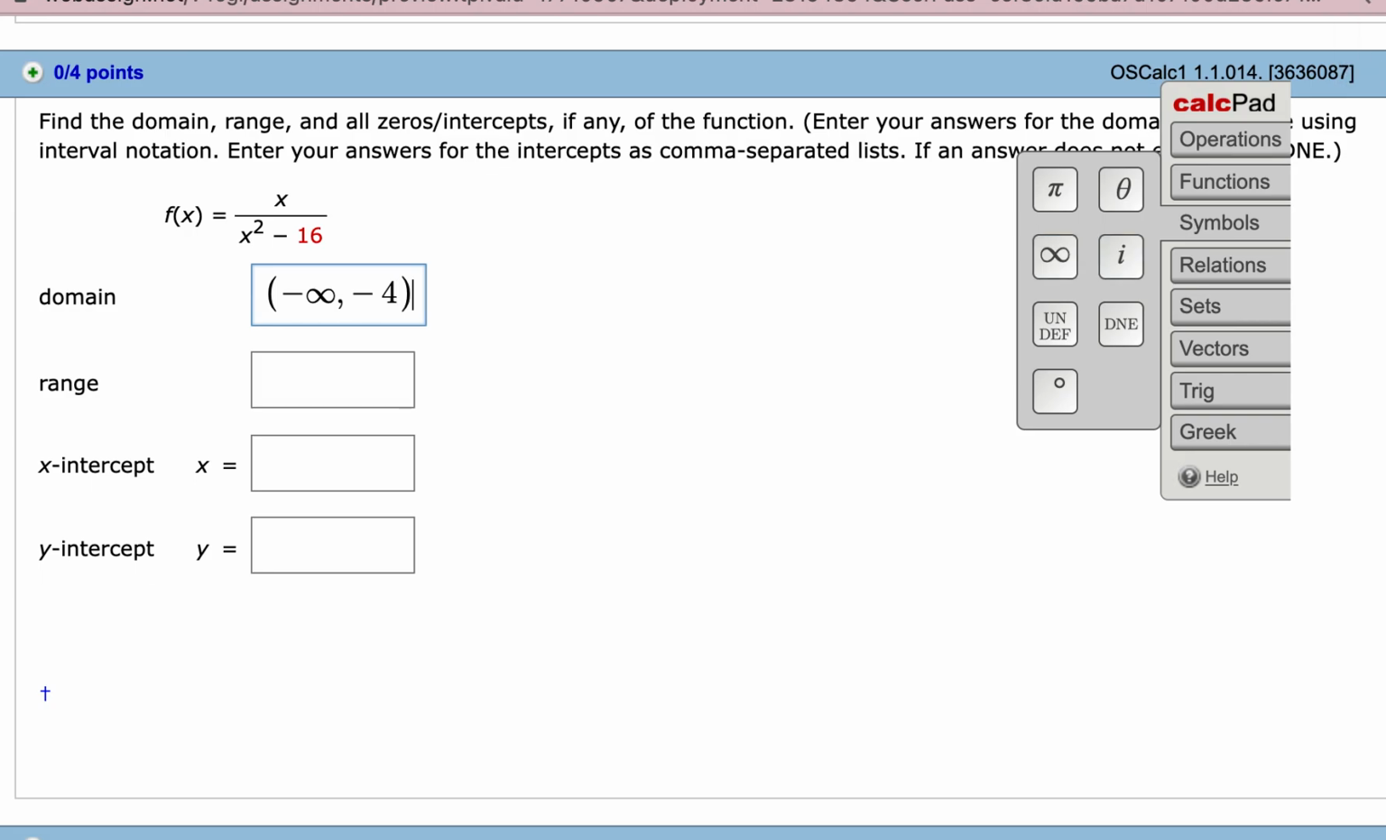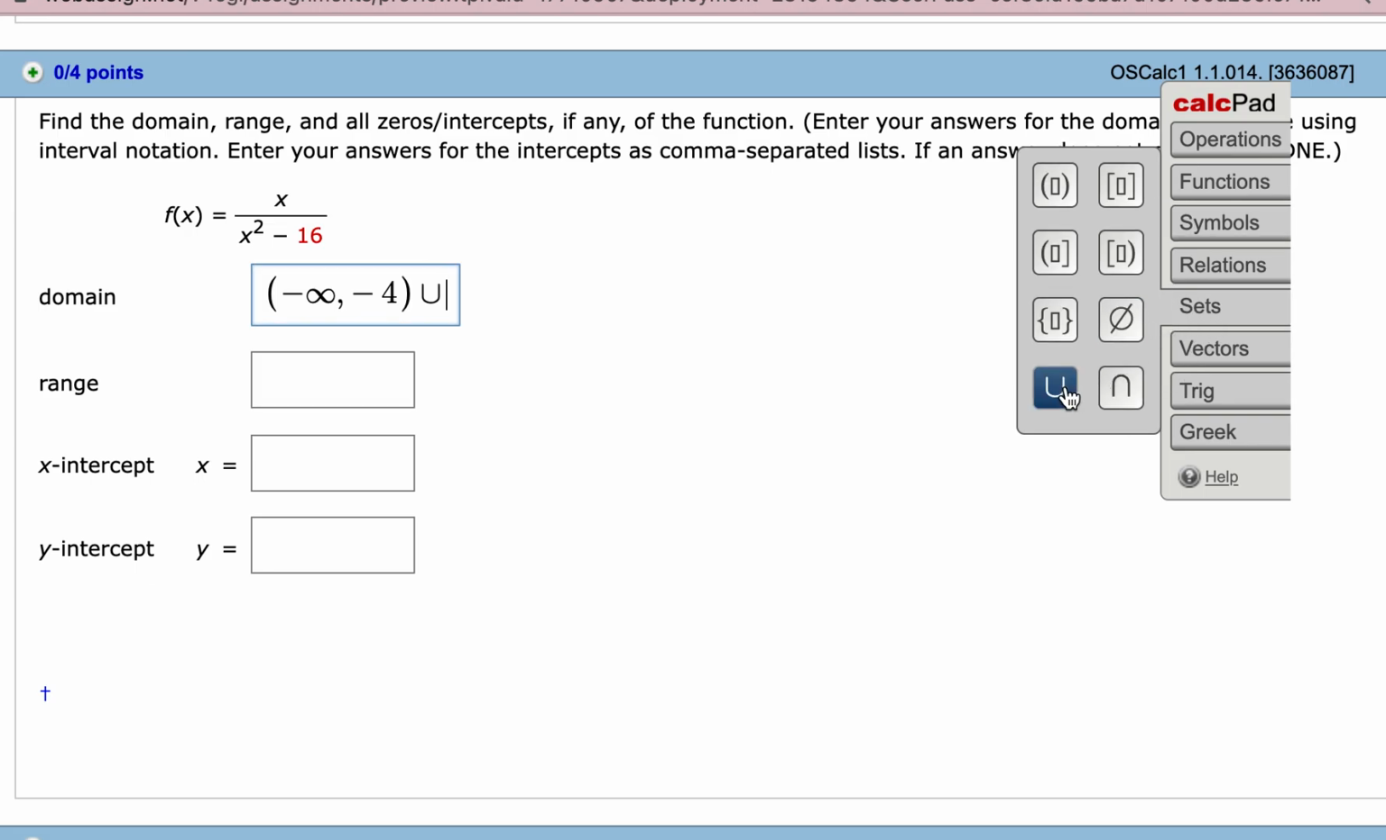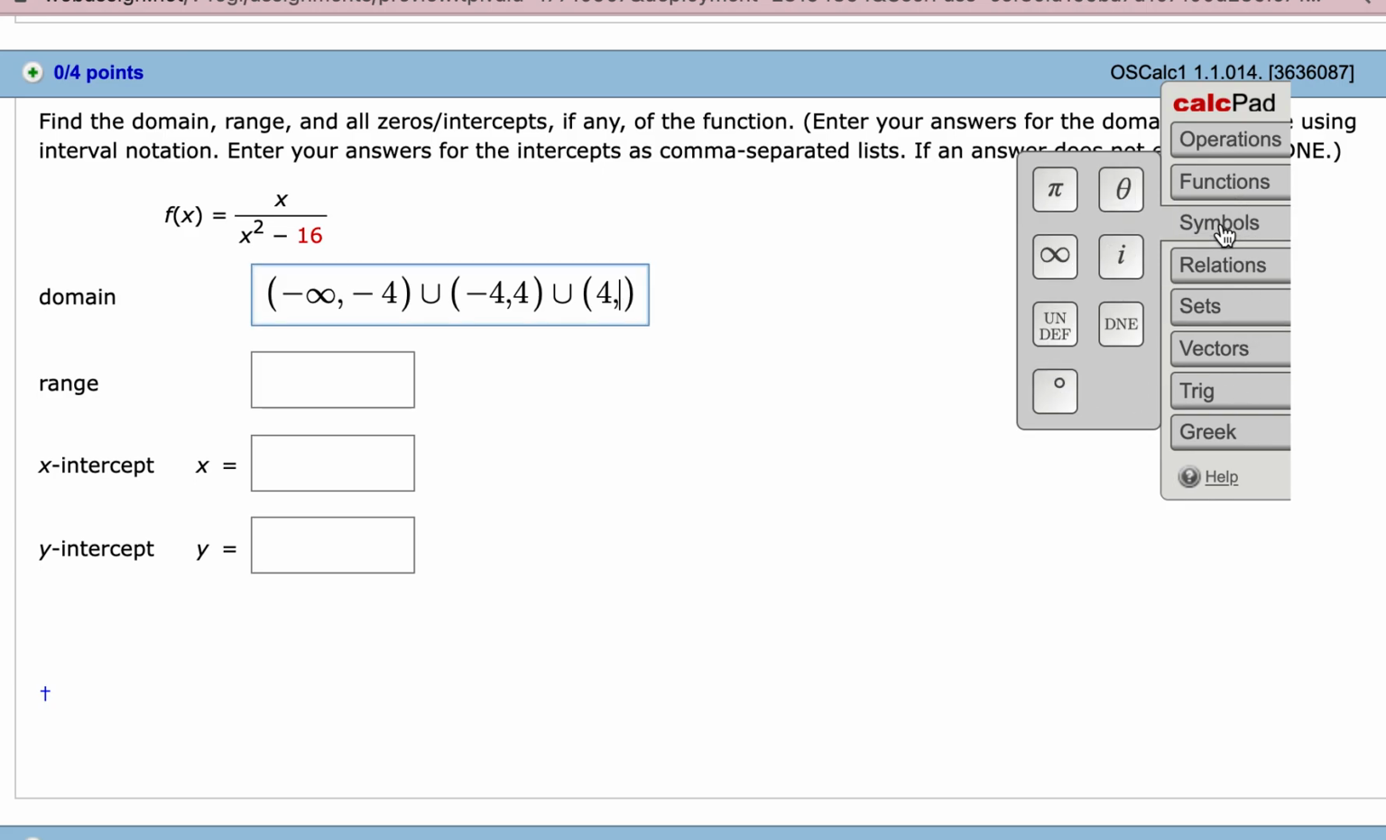So we close that parentheses, and then we're going to go to sets, and then use the union symbol, and then open up the parentheses, and we pick up from negative 4 to positive 4. Everything there is okay. Close the parentheses, give us another union, and then pick it up from positive 4 to infinity.